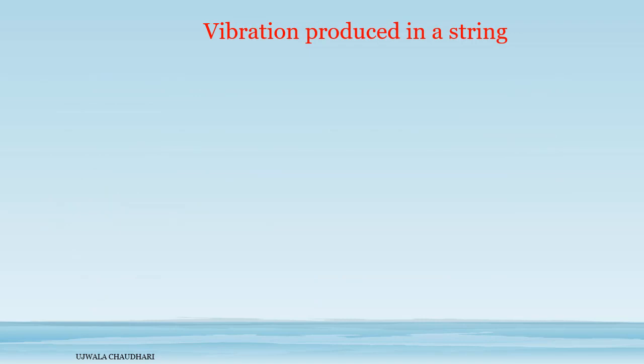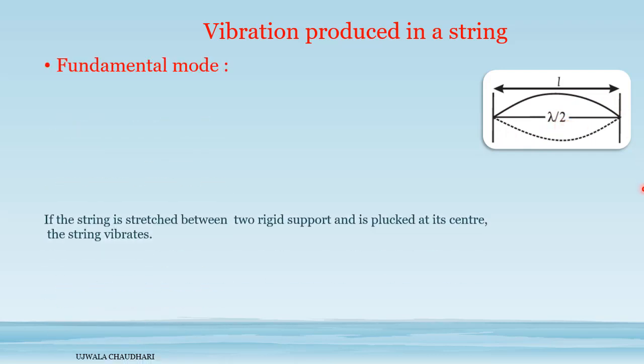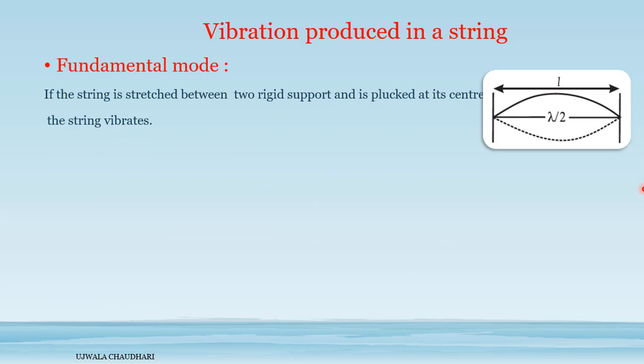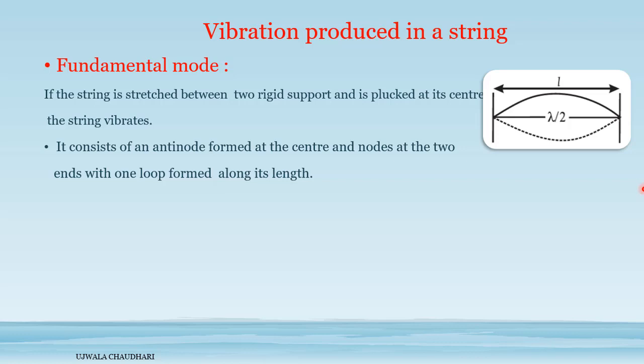Vibrations of a string. We have taken one string and length is L here and here we will get one loop, that is, length of that one loop is lambda by 2. Fundamental mode. If the string is stretched between two rigid supports and is plucked at its center, the string vibrates. An antinode forms at the center and nodes at the two ends, with one loop formed along its length. Means we will get here two nodes and one antinode.